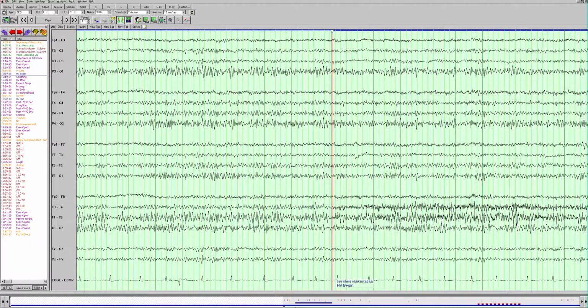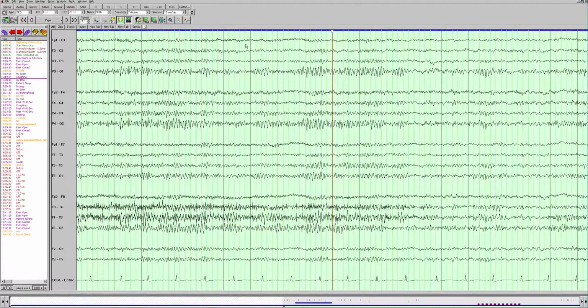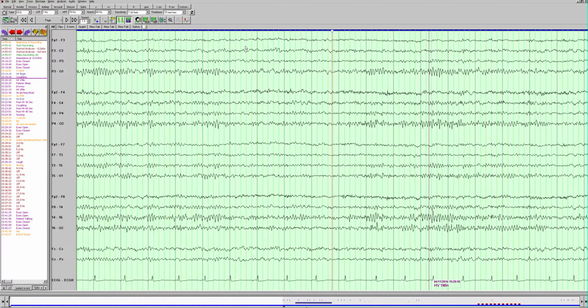And in terms of the organization, we've got a nice frequency amplitude gradient. We can see this faster activity in the anterior head regions. It's lower amplitude, and as we go back, the amplitudes increase, the frequency decreases, and that's a nice, beautifully organized background. And the last thing we want to look for is reactivity of the background, and that means change when the eyes open and close.